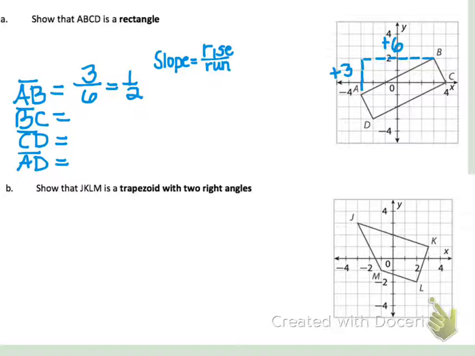Now we're going to do BC. To go from B to C, you'd have to go right 1, so that's +1, and you'd have to go down 2, so that's -2 for your rise. So here the rise is -2, and the run is 1. So that's a slope of -2.